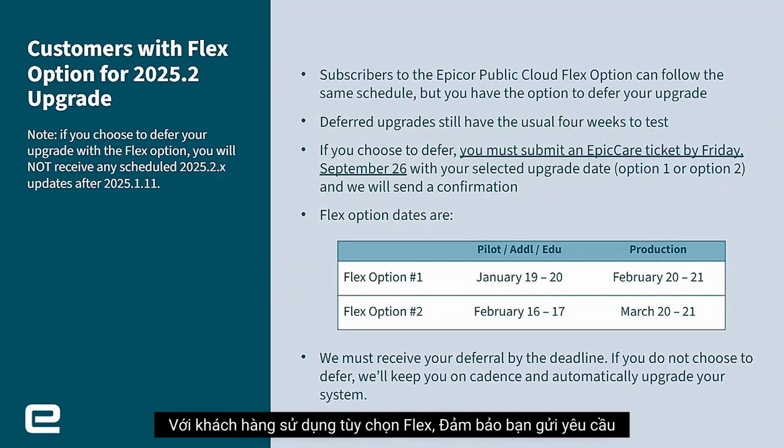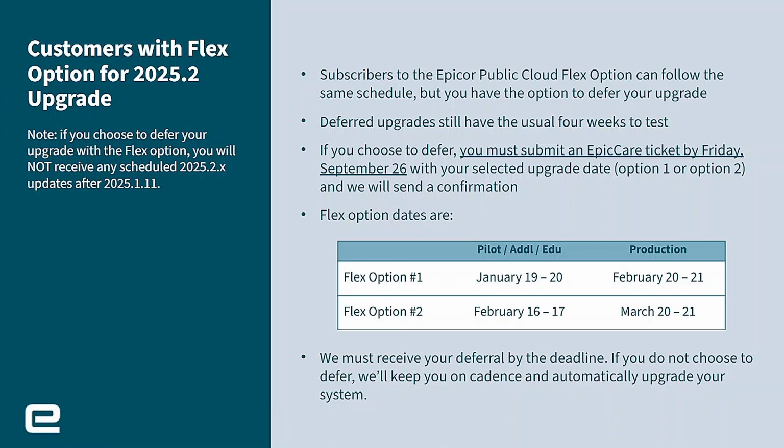For customers with the Flex option, ensure you put your Flex request in by September 26th and pick one of the dates below. You'll raise a ticket through EpiCare and pick Flex 1 option, which is January 19th through the 20th for pilot and additionals, and your production upgrade of February 20th and 21st, or pick Flex option 2 and have it upgraded on pilot and additionals February 16th through the 17th, and your production will be March 20th.